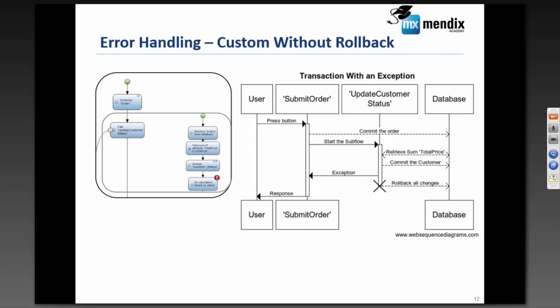So to show this process with our sequence diagram, we're going to start that transaction to commit the order. Then we run the sub-microflow that is going to have an exception, as you can see depicted by the X. That then is going to roll back our status update and still allow us to persist that order. So everything in the orange here is a clean transaction going to the database. The dark shaded area is what's going to be rolled back.